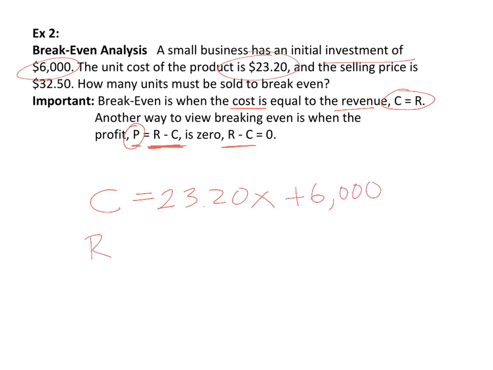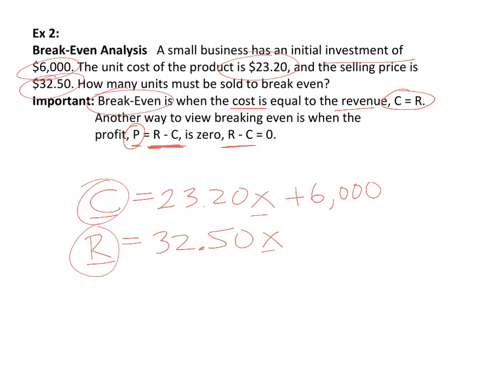And then revenue. Well, what's revenue? Selling each unit for $32.50, and X represents the number of units. Make sure you use the same variable. Now, in order to figure out break even, though these variables aren't the same, they are the same when you're breaking even. They're equal to each other. So you set C equal to R, and you have 23.20x plus 6,000 is equal to 32.50x.